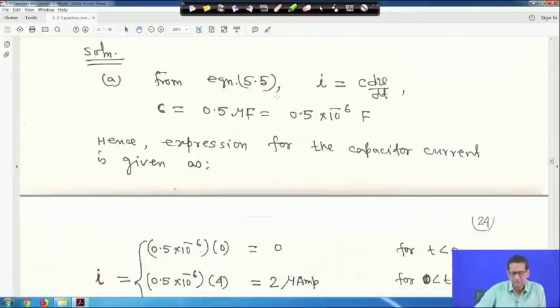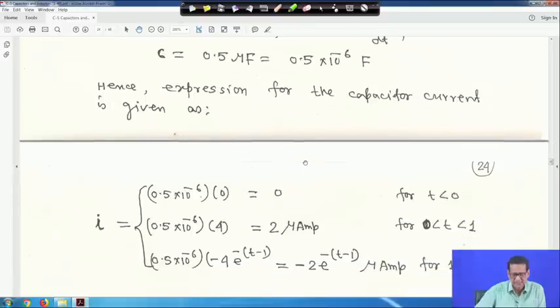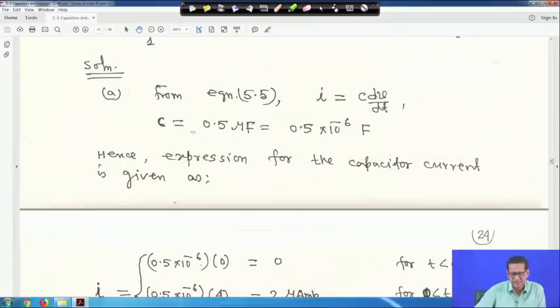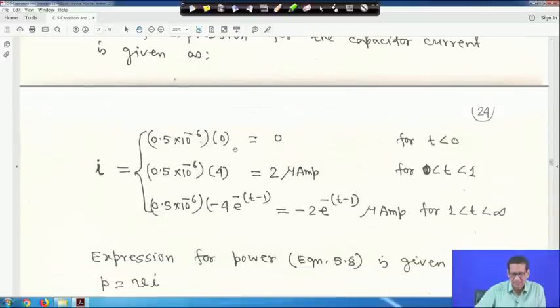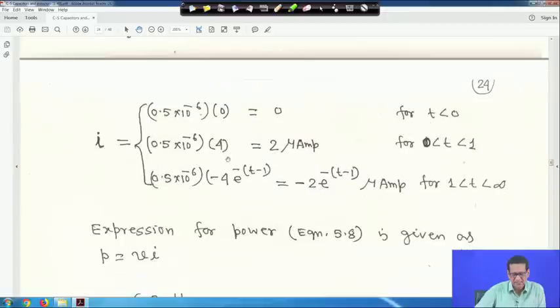Look, we know from equation 5 that i is equal to C into dv by dt. C is given as 0.5 microfarad, that is 0.5 into 10 to the minus 6 farad. Hence, the expression for the capacitor current, for each interval you just apply C into dv by dt. So, first case voltage was 0, so C into dv by dt is 0 for t less than 0.